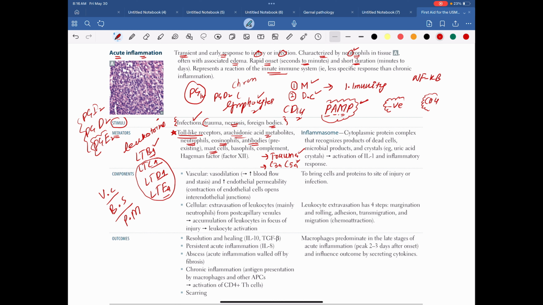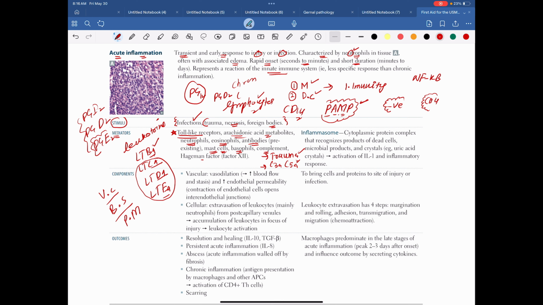Then also please keep this in mind. There is also a delayed response which involves the production of arachidonic acid metabolites, particularly the leukotrienes. So these are the important things about the mast cell. Then we have the basophil. These are also mediators of acute inflammation. Then we have the complement proteins. Complement proteins are also an important mediator of acute inflammation.